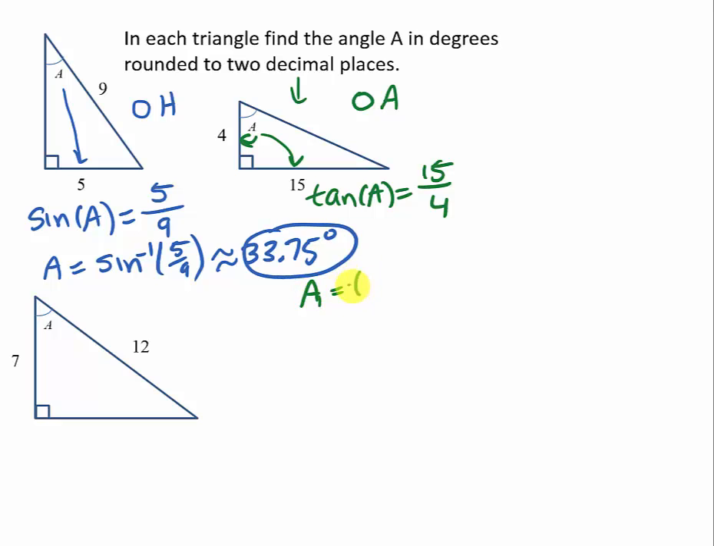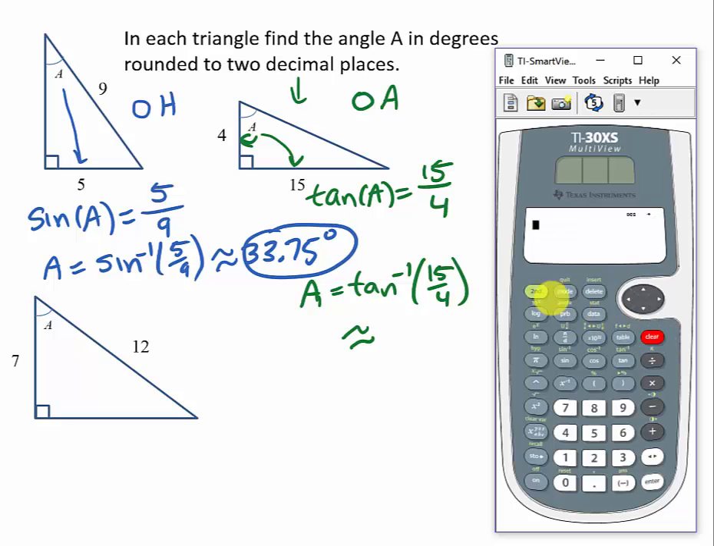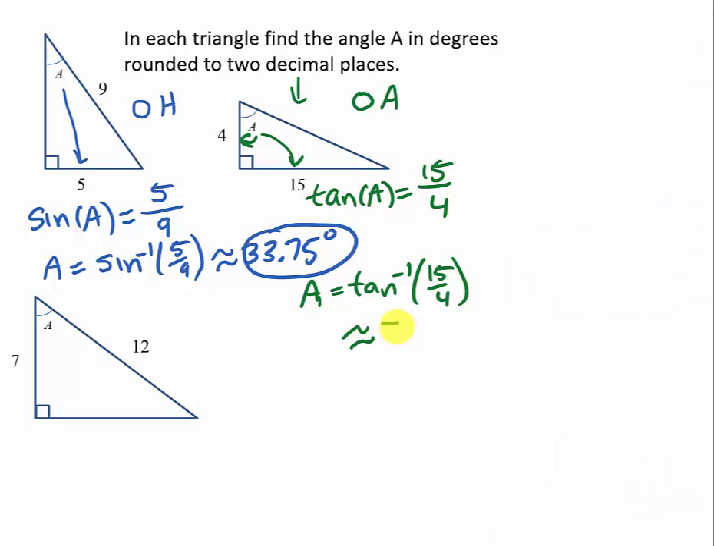So if I want to know the angle A, I'm going to write it down below here. A is going to be the inverse tangent of 15/4, and we'll go ahead and put that in the calculator. So I'm going to do the second so that I can get the inverse, and that's going to be of 15 divided by 4. That looks like that's 75.07 to 2 decimal places, so 75.07 degrees.